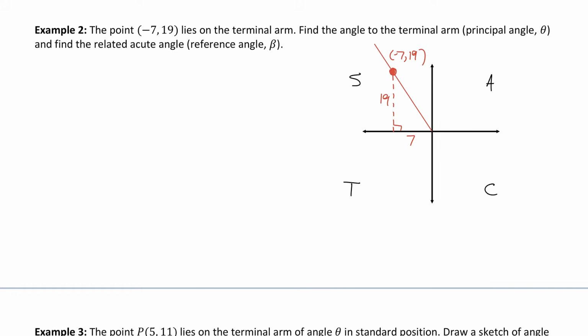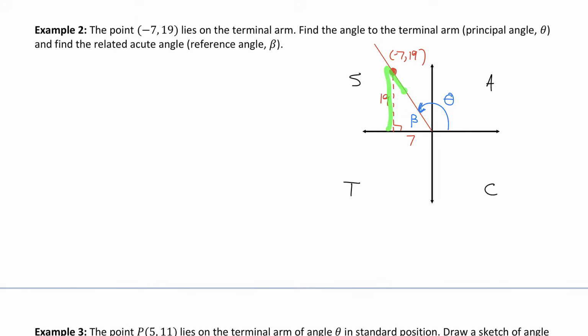Now, if I were to think about the angle that goes from the initial arm to that terminal arm, that's angle theta. That's what we call the principal angle. The acute angle between the terminal arm and the closest x-axis, that's our reference angle. That's angle beta. This question wants us to find the principal angle and the reference angle for this terminal arm that goes through that point, (-7, 19).